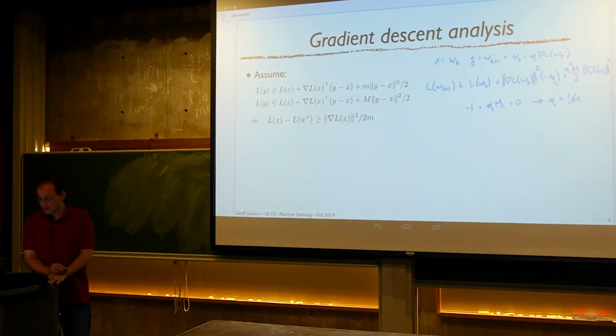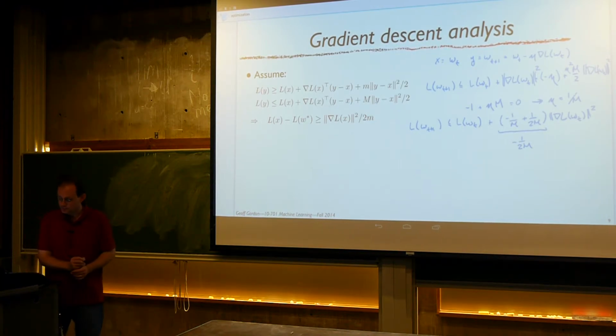And so when I substitute that in, I get that L of Wt plus 1 is less than or equal to L of Wt. The first term is going to be -1 over m times the norm squared, and the second one is going to be 1 over 2m, because the m squared in the denominator cancels the m in the numerator. So we get -1 over m plus 1 over 2m, both times the norm squared of the gradient at Wt, and this is just equal to -1 over 2m.